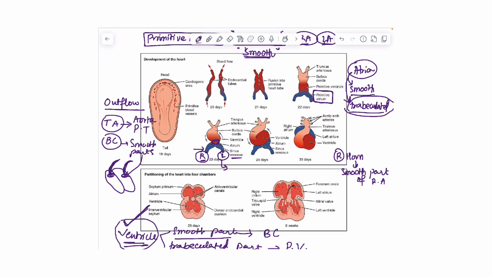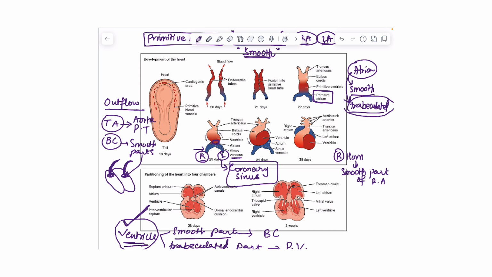Okay, and the left horn is going to develop not into the smooth part of the left atrium, but into another structure. It is going to develop into the coronary sinus. We'll discuss the coronary sinus when we discuss the supply of the heart, and there we will see a structure called the coronary sinus. So the left horn of the sinus venosus is going to give rise to the coronary sinus, and the right horn is going to give rise to the smooth part of the right atrium.